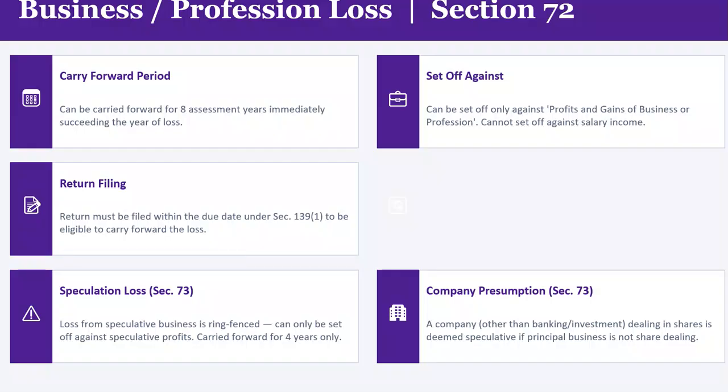Now let us see some complications in business and profession losses in detail. As discussed earlier, the carry forward is allowed for 8 assessment years and set off is allowed only against business income in the future years. However, there is one important point, that is the presumption under section 73. Whenever the company is dealing in shares and if the principal business of the company is not share dealing, then that business activity is deemed to be a speculative business activity, and in this case the loss from such activity will be allowed to be set off only against speculative business profits.